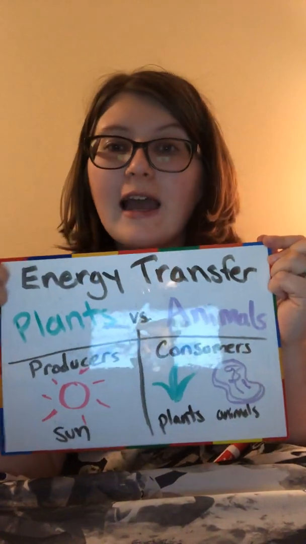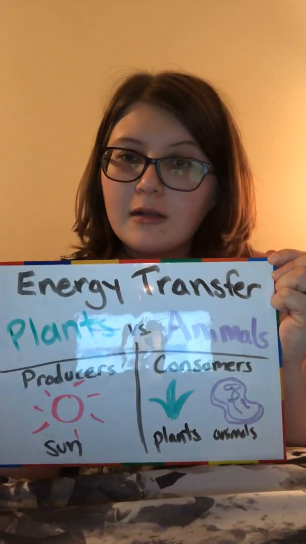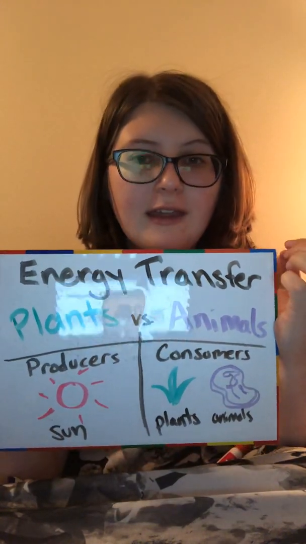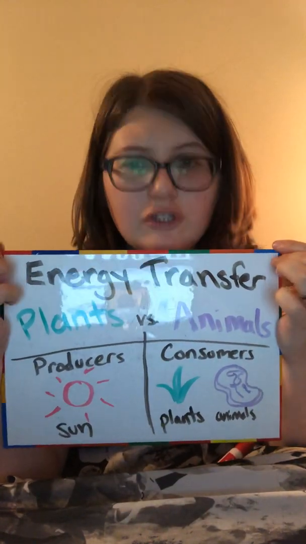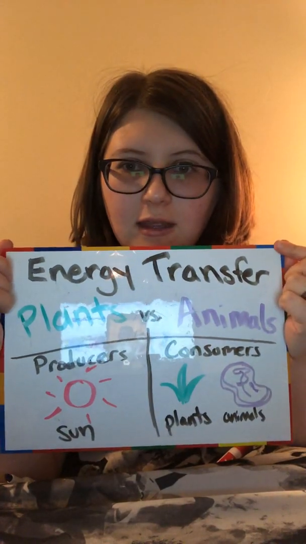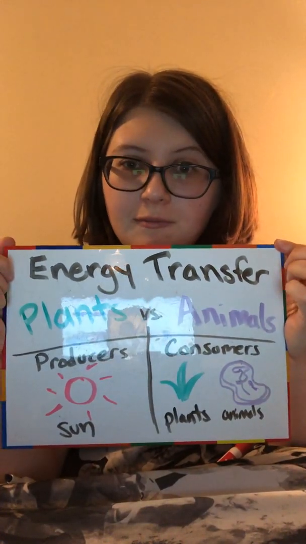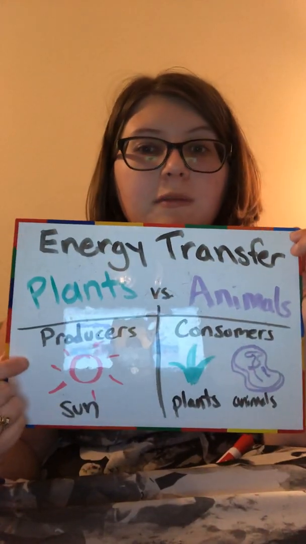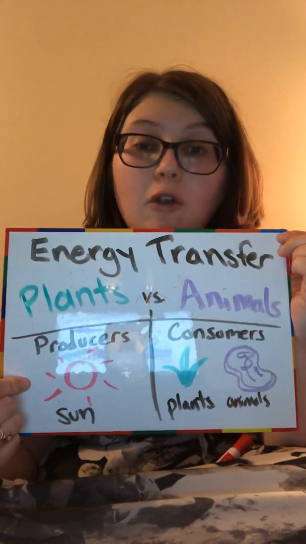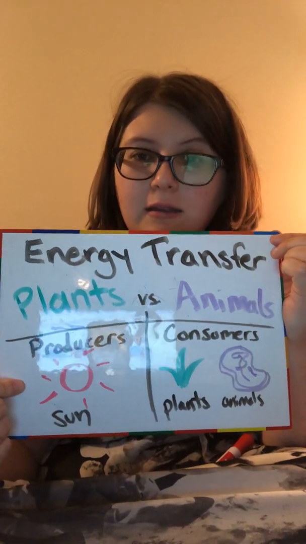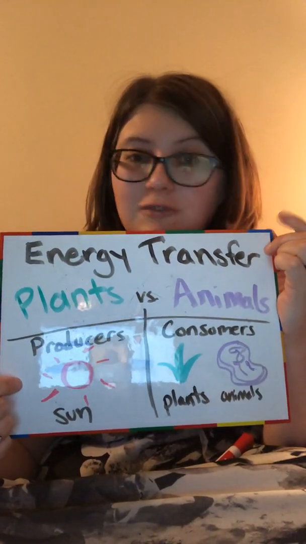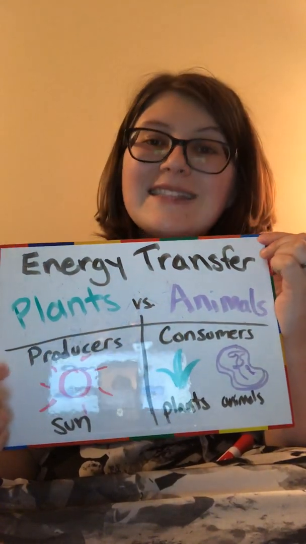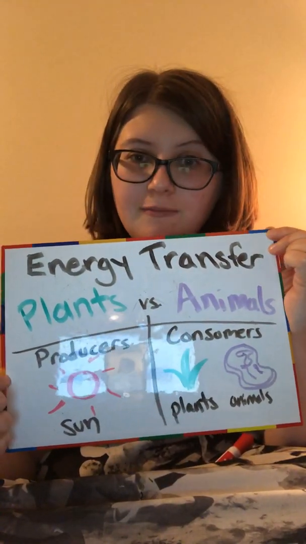Energy transfer is how we, as people or animals or plants, get our energy to survive and live. So there are two things in this world that can gain energy, plants and animals. Plants get their energy from the sun, and they make their own food from the sun, so they get their own energy just from that. And that makes them something called a producer, because they produce their own energy.